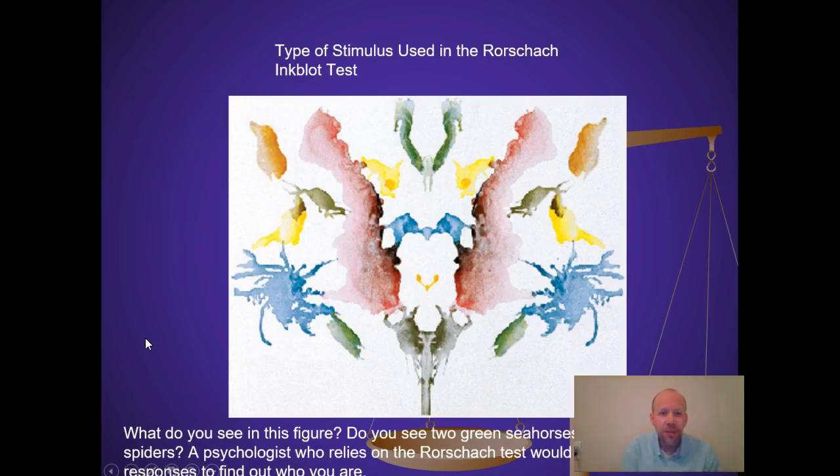This is an example of the Rorschach ink blot test, and it says, what do you see in this figure? Do you see green seahorses or a pair of blue spiders? A psychologist who relies on the Rorschach test would examine your responses to find out who you are. There is no correct or incorrect answer. It's just that what we answer says something about us. It's like we're projecting ourselves onto the material. It's ambiguous. It could be one of multiple interpretations. But what we see says something about who we are. That's the idea of the Rorschach.